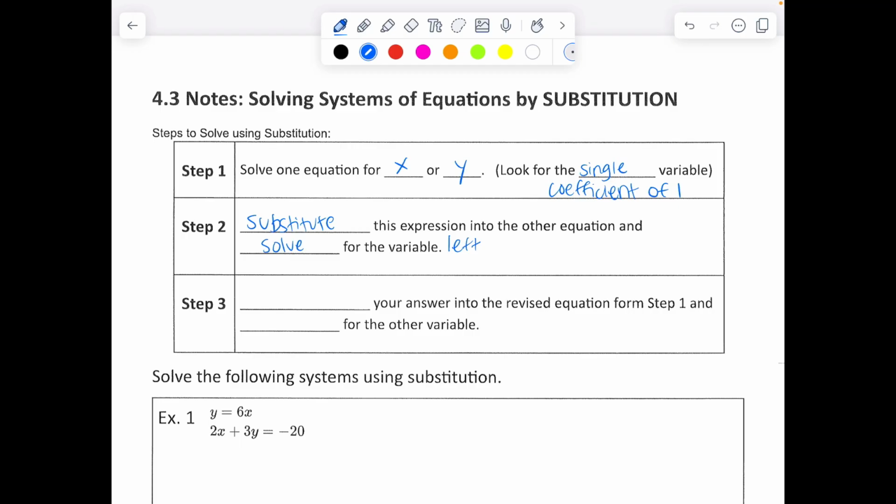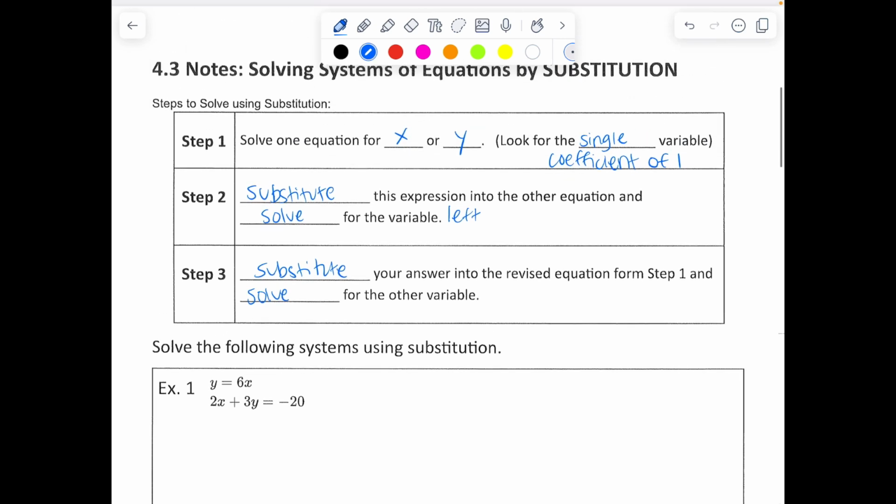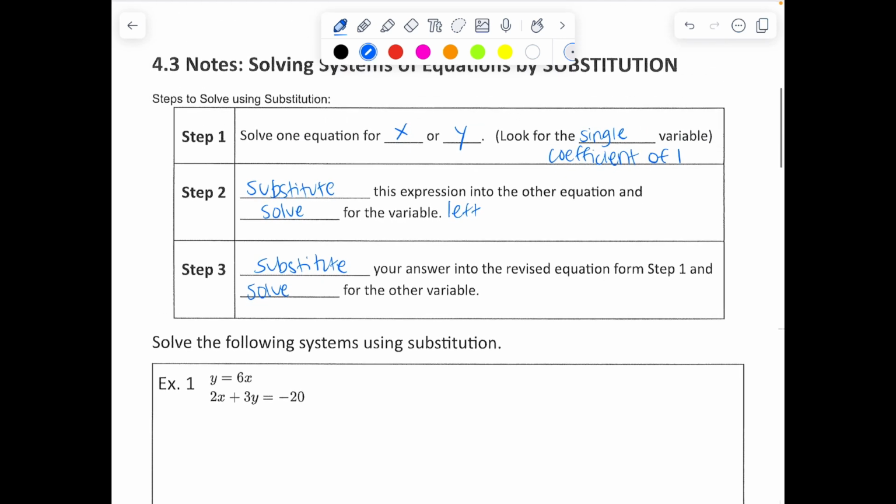Okay, and then step 3 is to substitute your answer into the revised equation from step 1 and solve for the other variable. If these steps aren't making sense now, I'll walk you through them and put some of the pieces together.